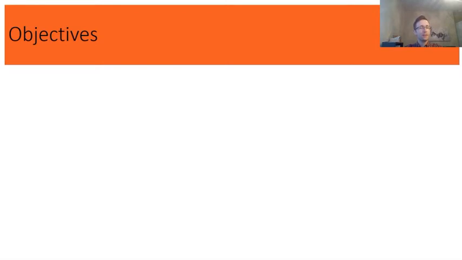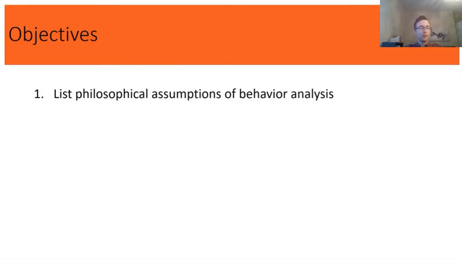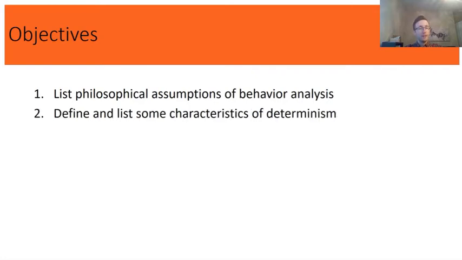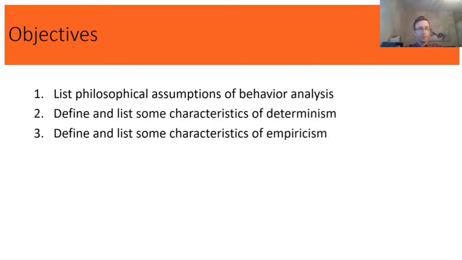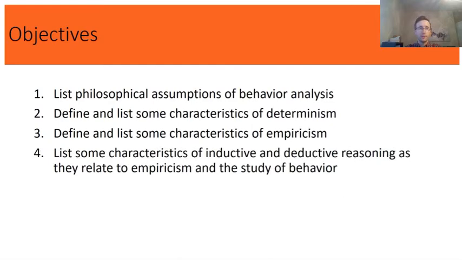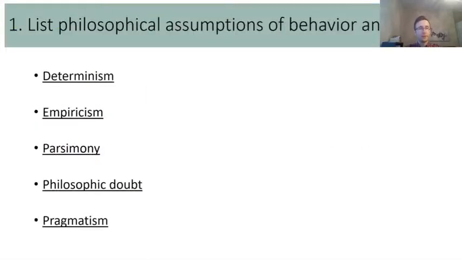So here are our objectives for this video part. The first is you'll be able to list philosophical assumptions of behavior analysis, then define and list some characteristics of determinism, then define and list some characteristics of empiricism. Those are two assumptions of behavior analysis. And then list some characteristics of inductive and deductive reasoning as they relate to empiricism in the study of behavior. And then in the next video part, we will discuss the other philosophical assumptions of behavior analysis in more detail.